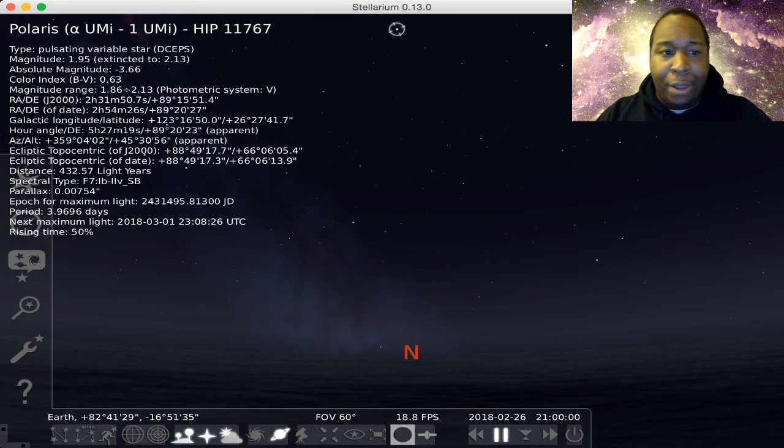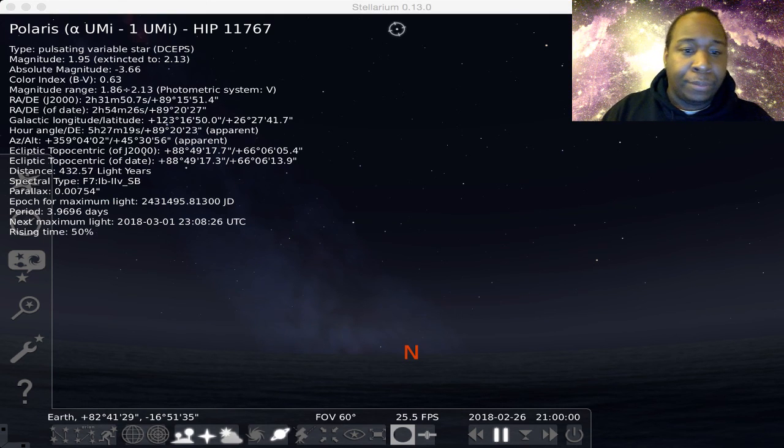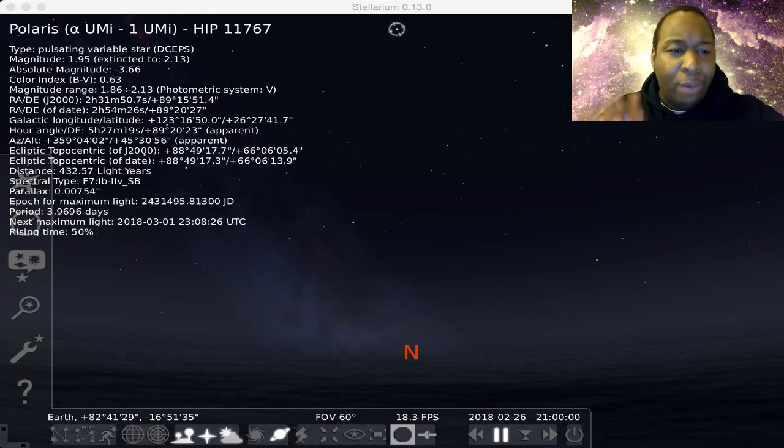So we got Polaris, and what we want to do now is look at the upper left-hand portion of our screen. Let's make sure you guys can still see what I'm seeing. Perfect. We want to look for the line that says azimuth/altitude. It's the 10th line down, and the apparent altitude is 45 degrees, 30 minutes, 56 seconds. So let's go ahead and get that information.